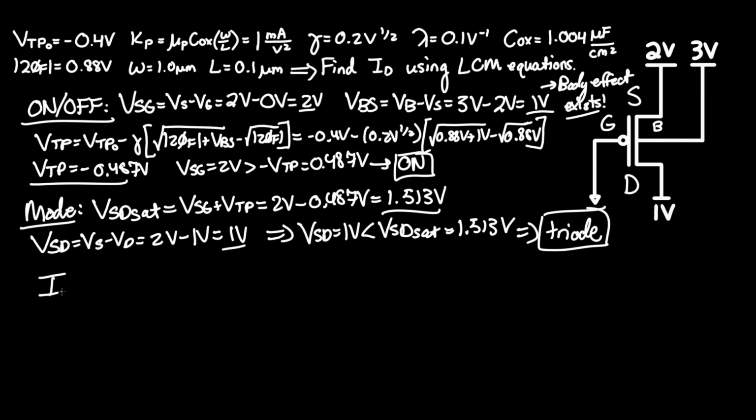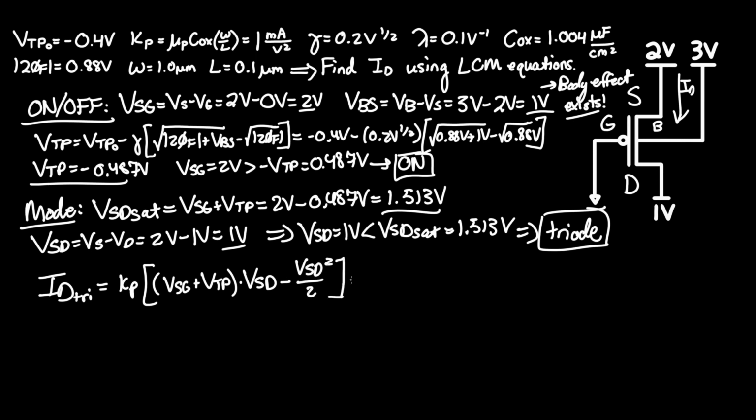Now for the final formula, we need to find ID, which I'll denote a little tri here for triode, which is along the right side of this MOSFET, which I'll call ID. This equals Kp times parentheses VSG plus VTP times VSD minus VSD squared over 2. And this equals 1 milliamp per volt squared, which is the same thing as saying 1 times 10 to the negative 3 amps per volt squared to get it in constant units.